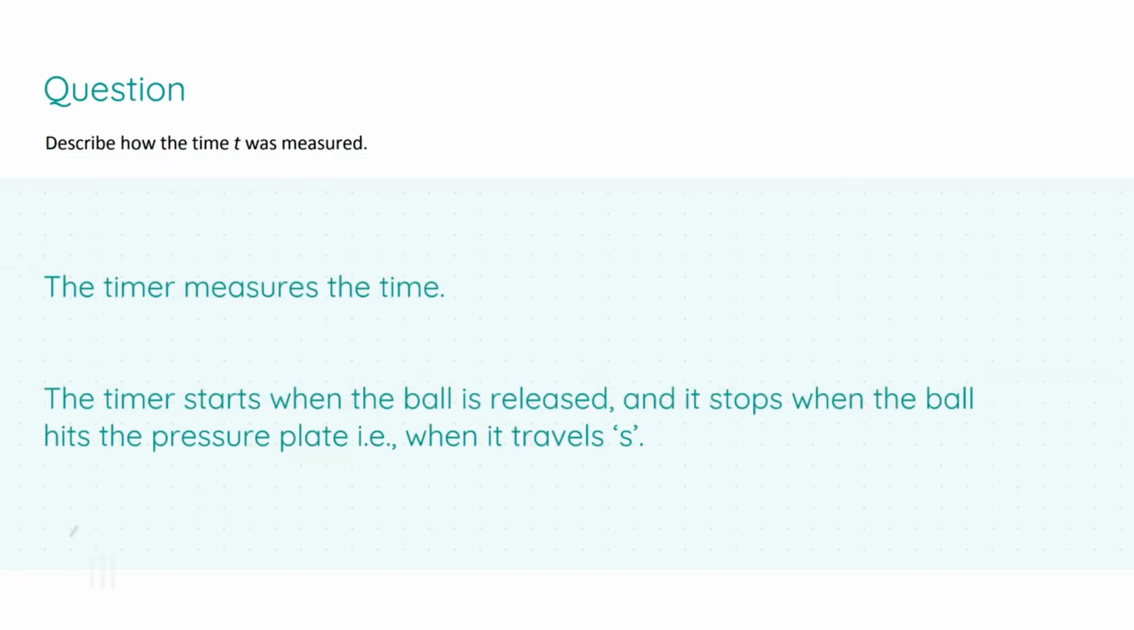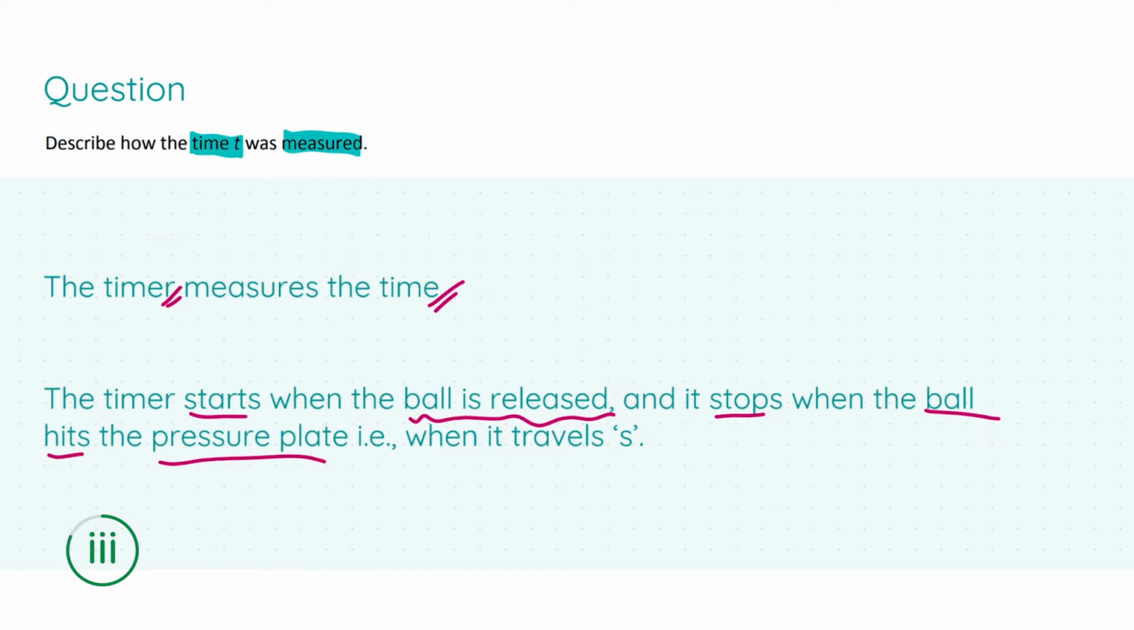Now, like we've done in the previous parts of the question, we're asked to describe how the time t was measured. I briefly went through this. As mentioned earlier, the timer measures the time. It's always handy when you're asked to describe how something was measured to include the apparatus in your description, because obviously the apparatus is key in physics experiments. So the timer does measure the time, but the timer starts when the ball is released. So mention your starting point and also mention your stopping point, which is when the ball hits the pressure plate, or equivalently, when it travels a distance s. This explanation will get you 3 marks.